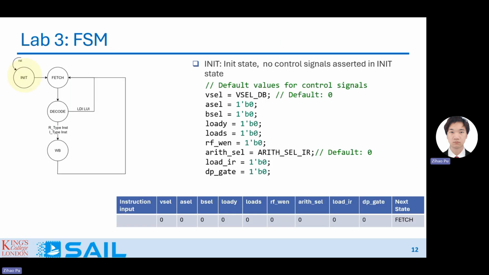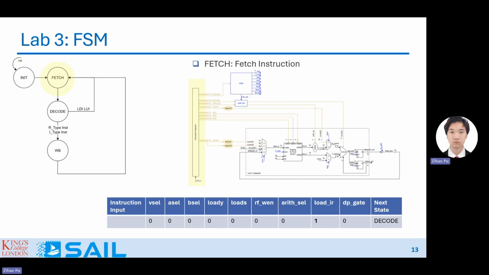In the FSM, I suggest you make 4 simple states as a starting point. Initially, you have an init state. This is the state where the CPU is reset, or the first moment it is powered on. So in the init state, you just reset all the signals you can see in the CPU. The next state is the fetch state. The fetch state is pretty simple. Just keep all the other signals as default, and you enable the instruction register to load one instruction from somewhere else.